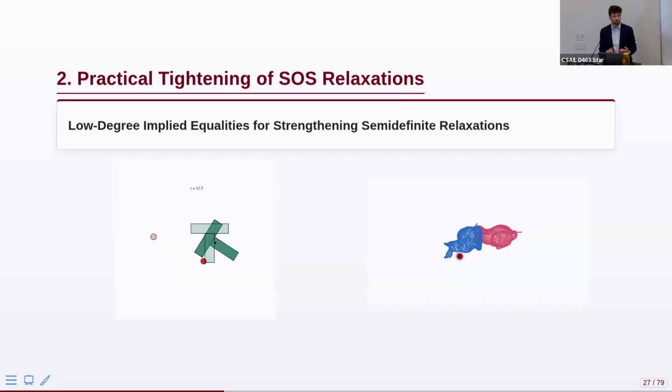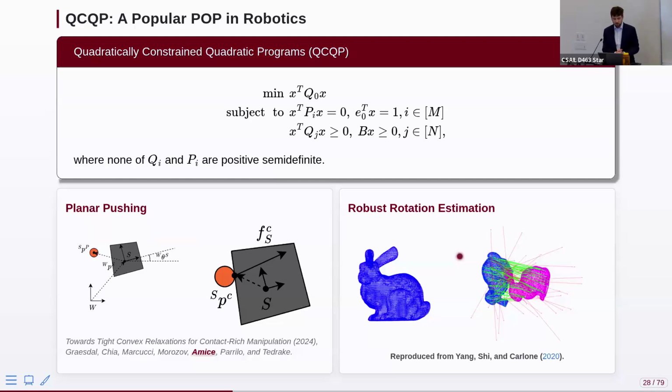And so I'm going to talk about some work that we did on how to find better ways of maybe strengthening your relaxations. In this part of the talk, I'm going to focus on quadratically constrained quadratic programs, which is a subclass of polynomial programs that's incredibly popular these days in robotics. QCQPs are just programs that have quadratic costs, some quadratic equality and inequality constraints, and some linear constraints here.